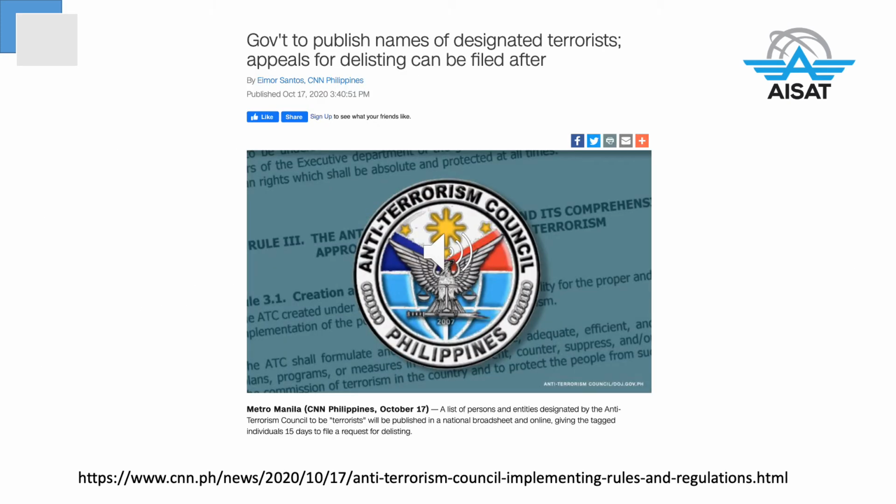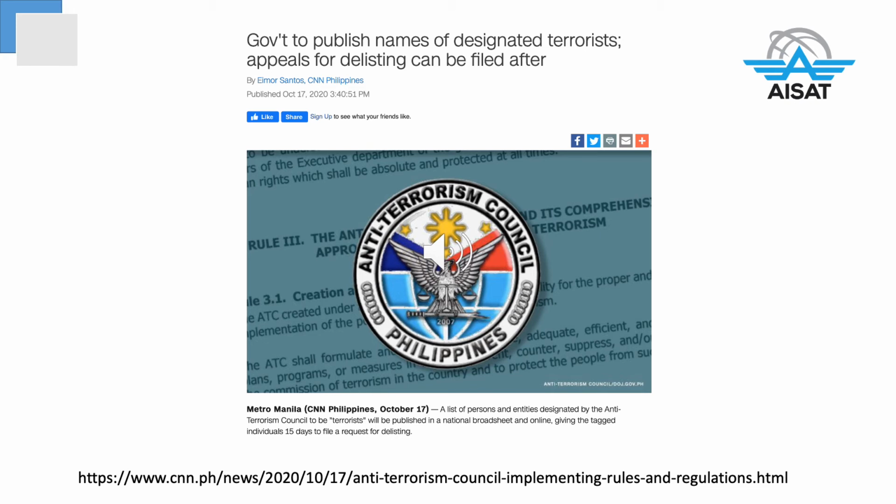Now, I pulled this website out of the cnn.ph website, and the news article reads, "Government to publish names of designated terrorists. Appeals for delisting can be filed after." So this is the effect of being designated as a terrorist. Your name will be listed on a website or on a bulletin board without you participating. And then if you have cause to think that you're not really a terrorist, then you can file an appeal to delist after. So it's as if saying that you're already guilty without even participating.